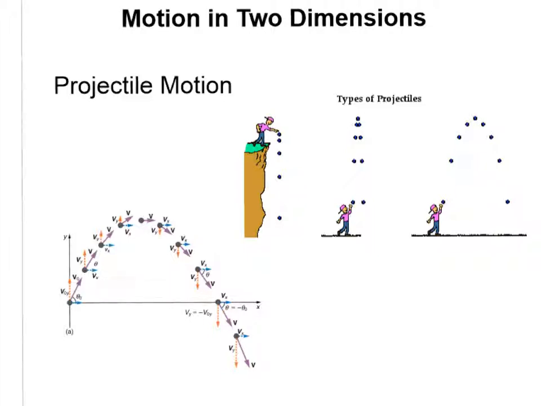It's important to know that this kind of acceleration is due to gravity. And the acceleration due to gravity is always 9.8 meters per second squared. And we think of it as a negative number because it's always in the down direction. And acceleration due to gravity is always the same as long as we're on Earth.